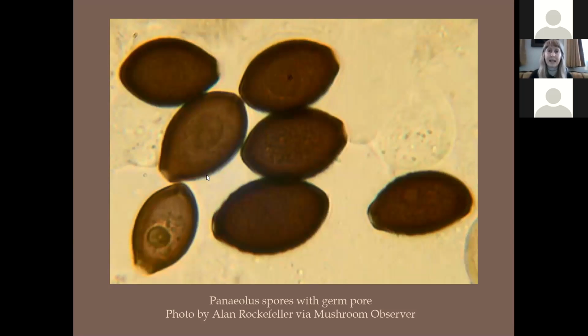Okay, here are Panaeolus spores, probably at 1,000 times magnification. You can see that there is a little bit of an opening here at the end of the spores, and that's called a germ pore. That's where the spores would basically sprout new mycelium. Not all spores are going to have a germ pore, but there are several genera that do, so that's something that can help you to identify them.